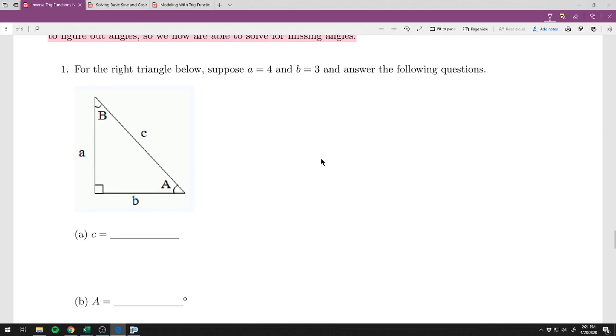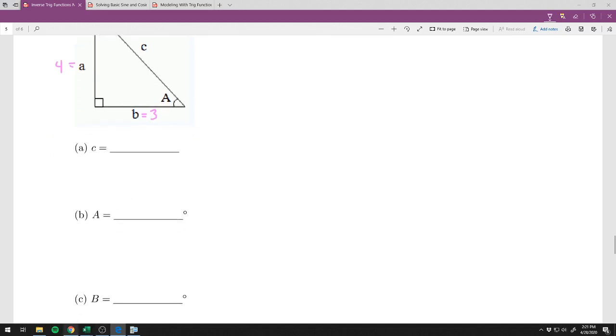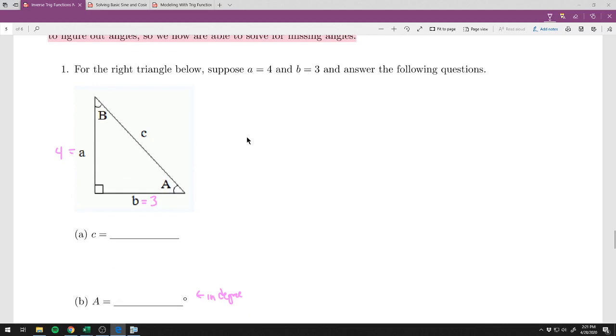All right, so it says for the right triangle below, suppose that A equals 4 and B equals 3, and we want to figure out side C, angle A, and angle B in degrees. I'm going to go ahead and point out that because of the degree symbol there, if we have to use our calculator at any point, we want to make sure we're in degrees. But we can figure out C without doing anything besides the Pythagorean theorem. So to get C, we got C squared equals A squared plus B squared.